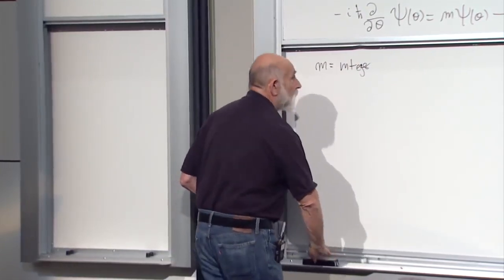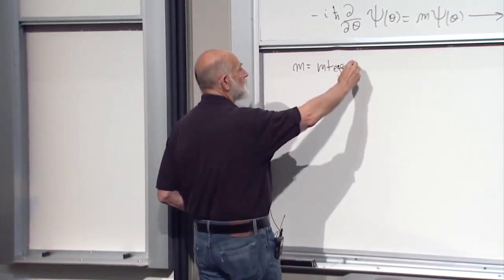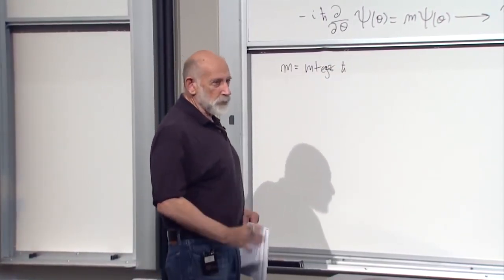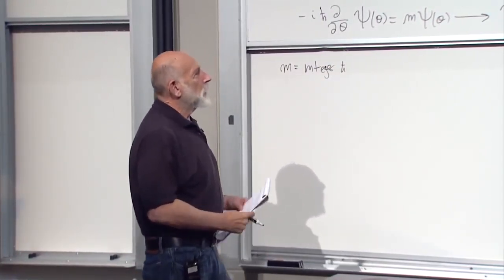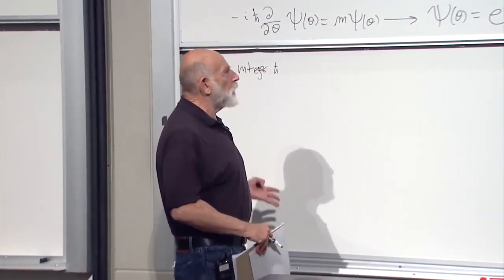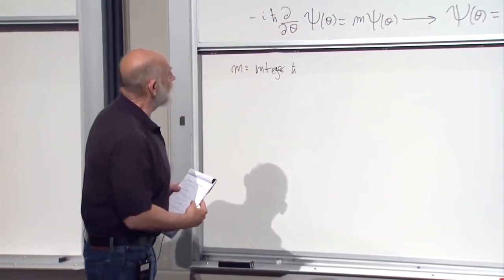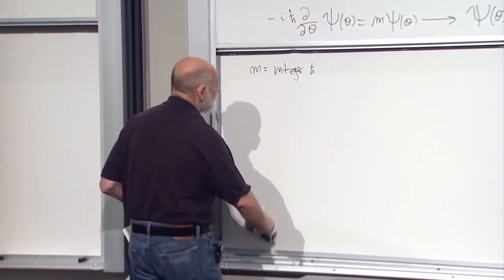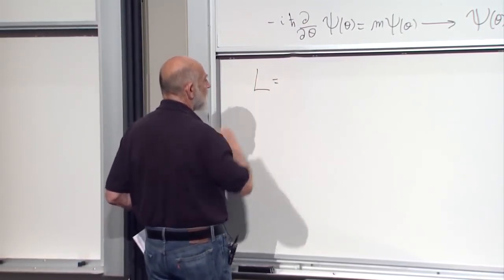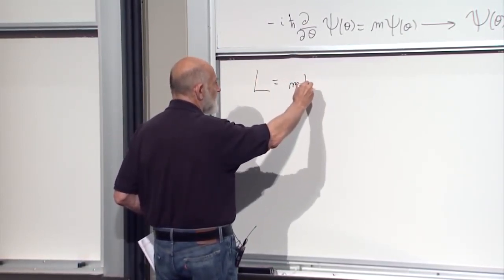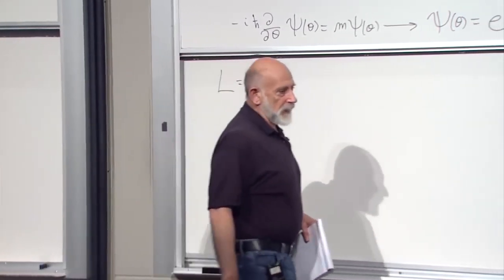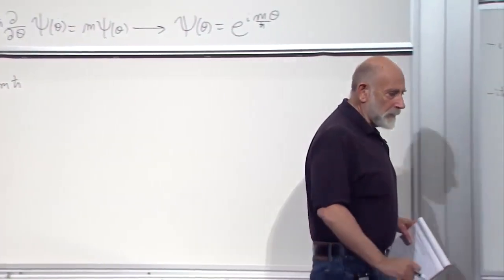m is an integer times h bar, but the usual notation, usual definition is to set m equal to the integer. Just call m the integer, and then the angular momentum, the eigenvalue of the angular momentum is an integer times h bar. Okay, that's the quantization of angular momentum in units of h bar.